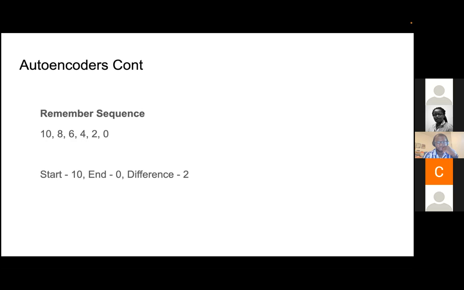So in this case, we're trying to remember this sequence. Here is the autoencoding, and then reconstructing the sequence from these points is the decoder sequence.